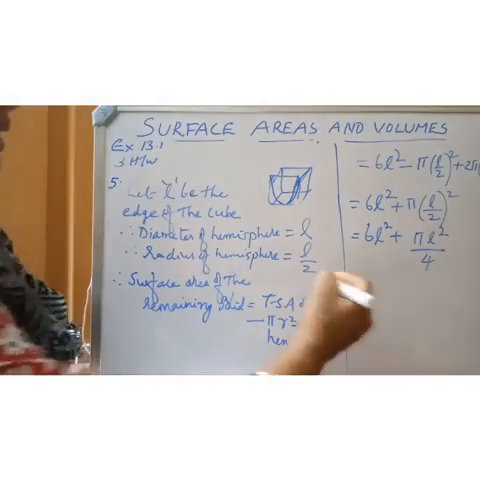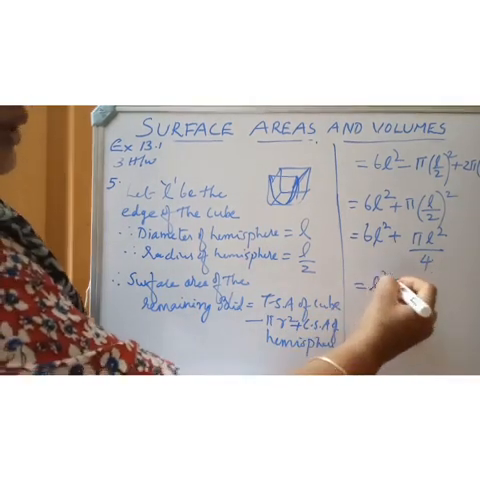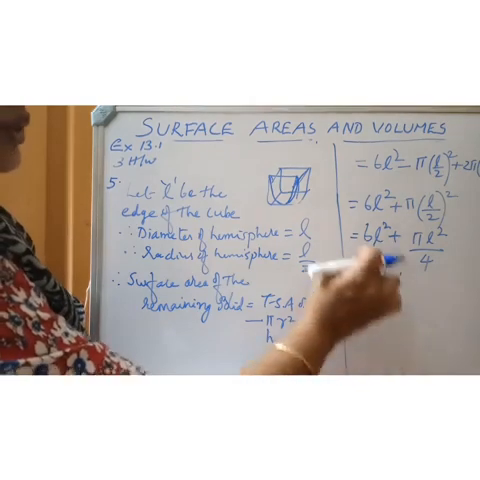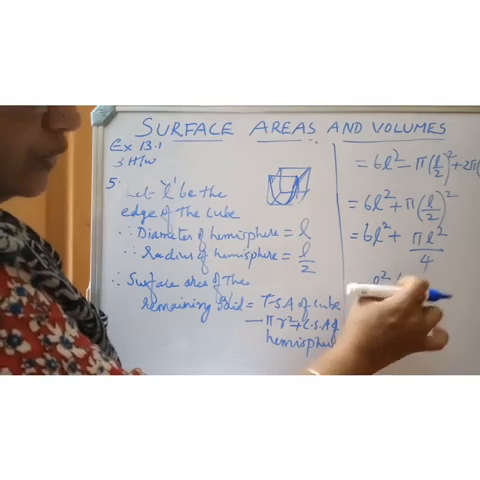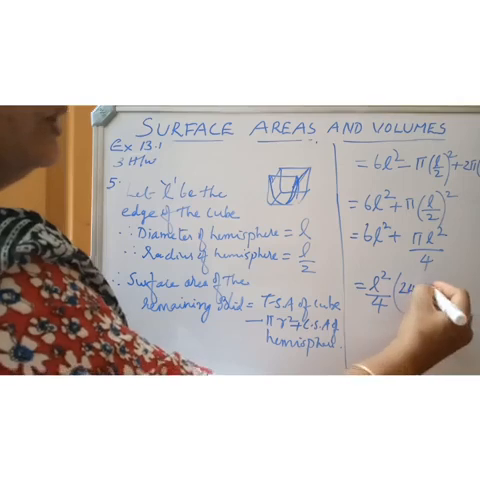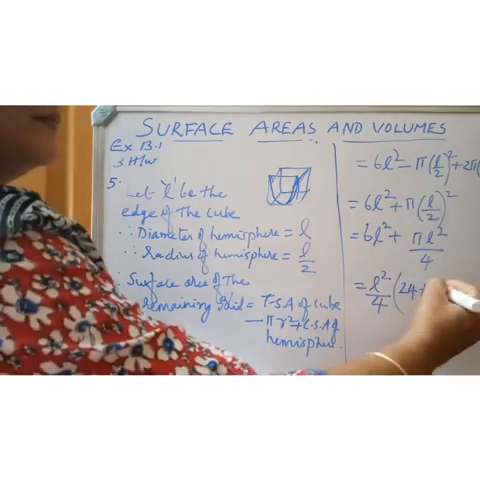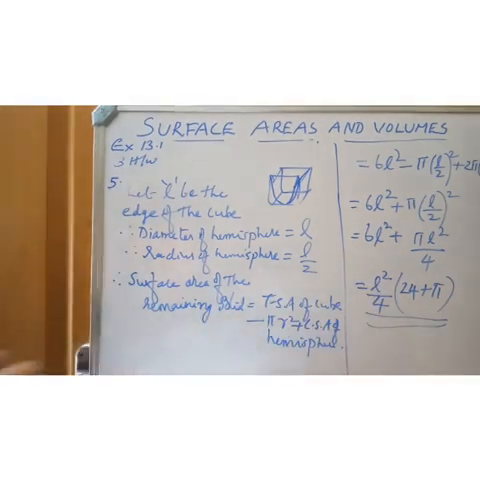If you are considering pi, L square is common, so L square by 4, if I take that outside, how many 4s are there? 4 is the denominator. So 24 divided by 4 you will get 6. So inside the bracket what will come? 24 plus pi. If I take L square by 4 as a common factor, the final answer becomes L square by 4 the whole into 24 plus pi.